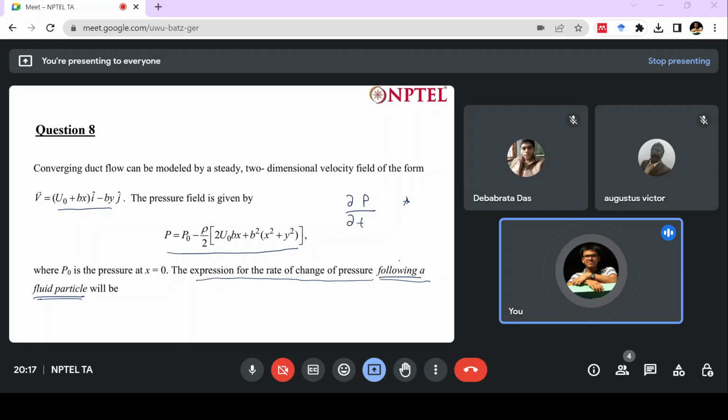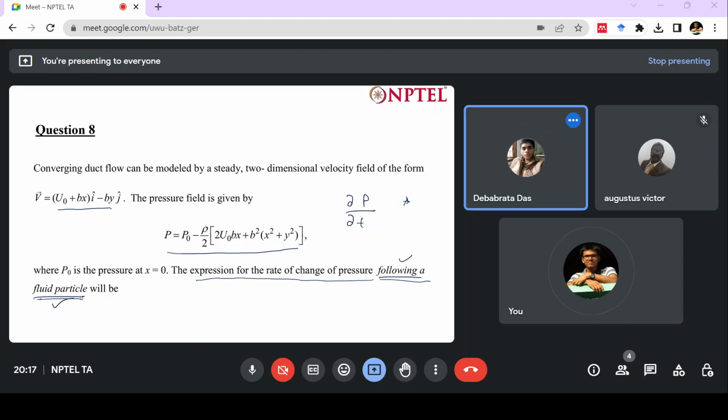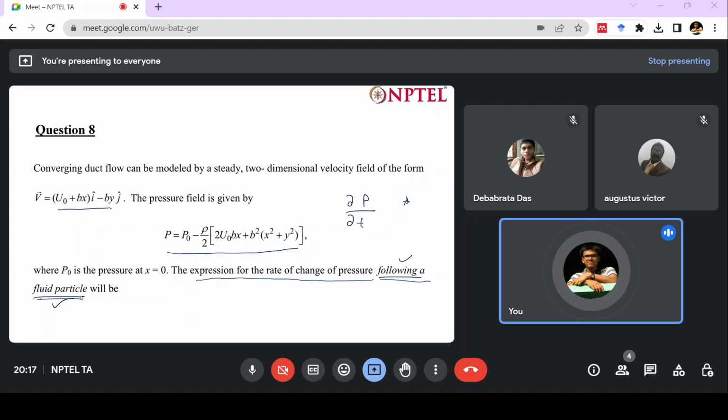But it's not asking about a particular point. What is it asking? It is asking about following a fluid particle. Is that Eulerian? It is not Eulerian. This is Lagrangian. So which derivative do we need to find here? We need to find the material derivative, capital D, the material derivative of pressure.